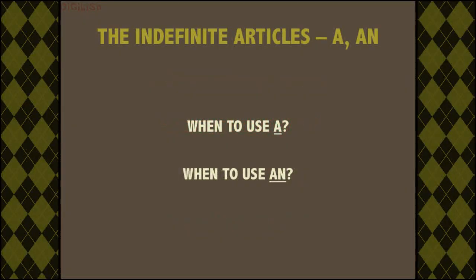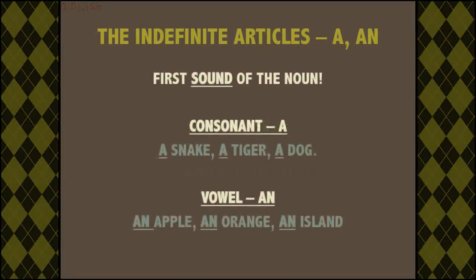If you're not sure which one to use, a or an? There are two indefinite articles, a and an. But how do you know which one to use? The answer to that is actually pretty simple. It depends on the first sound in the noun. If the first sound is a consonant sound, like for example a snake, a tiger, or a dog, then it's a. If it's a vowel sound, then it's an, like with an apple, an orange, or an island.